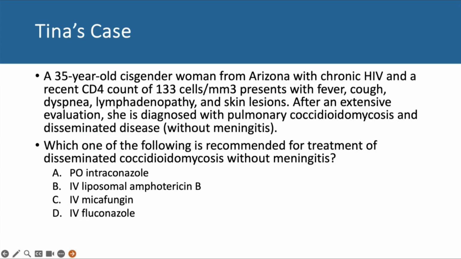All right. Could someone read this one? I can read it. A 35-year-old cisgender woman from Arizona with chronic HIV and a recent CD4 count of 133 cells presents with fever, cough, dyspnea, lymphadenopathy, and skin lesions. After an extensive evaluation, she's diagnosed with pulmonary coccidioidomycosis and disseminated disease without meningitis. Which one of the following is recommended for treatment of disseminated coccidia without meningitis?